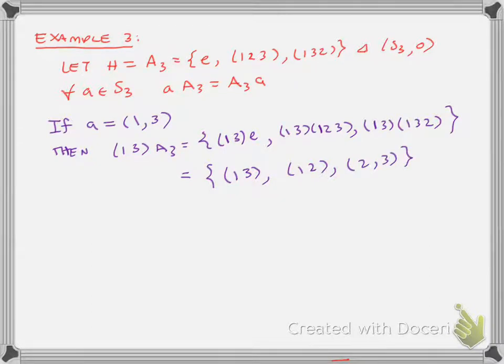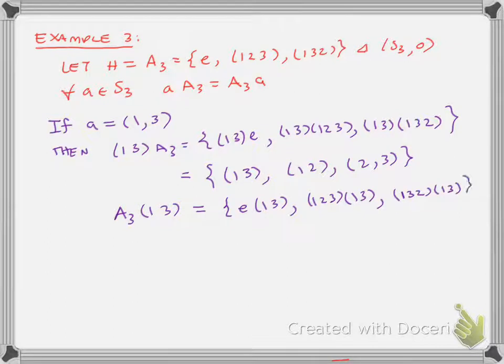Now if we take the right coset, then that is e(1 3), (1 2 3)(1 3), and (1 3 2)(1 3). And this will equal (1 3), (2 3).